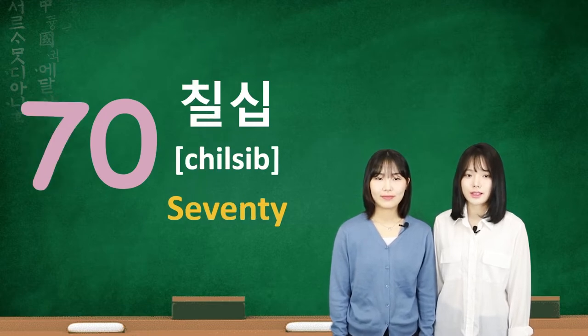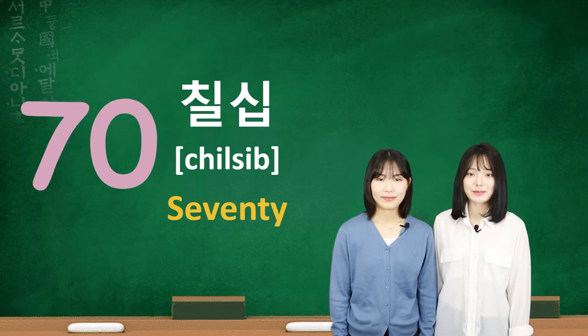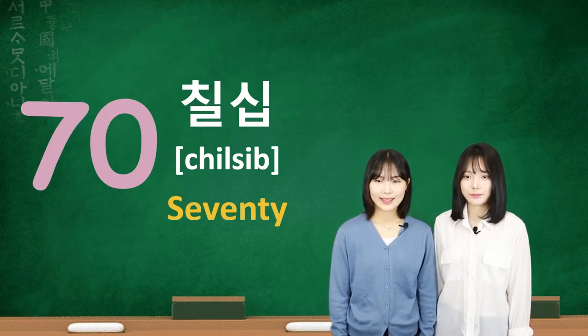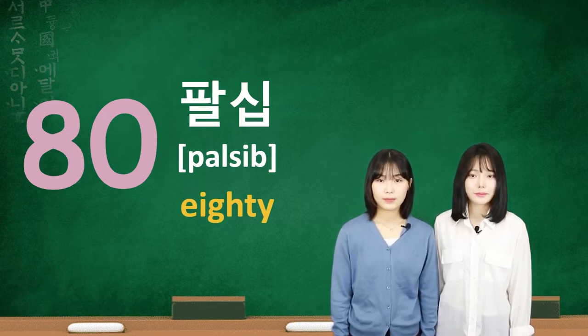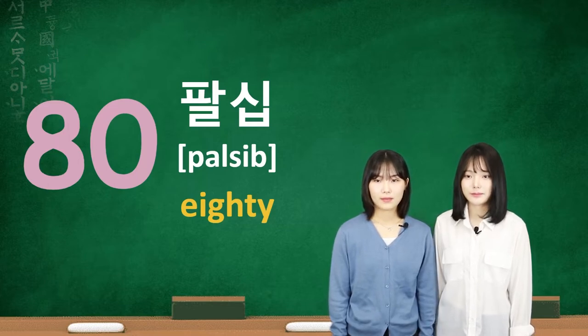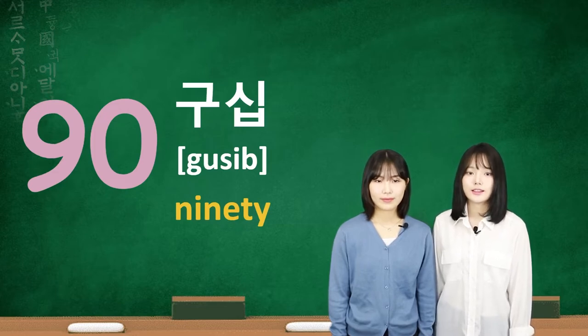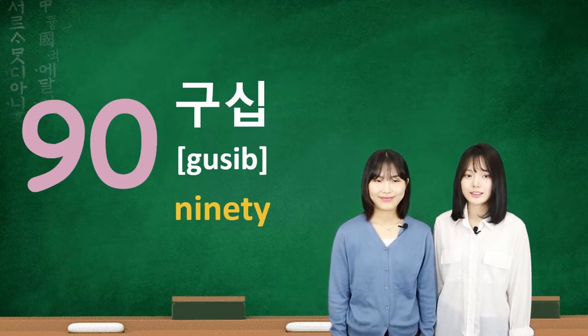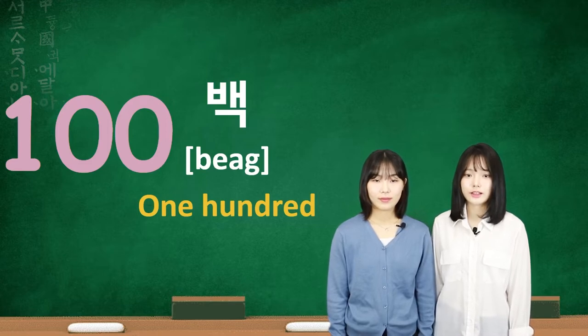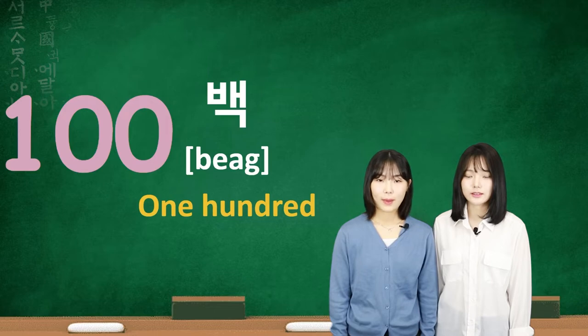Next. 70 is 70. Repeat after me. 70. Next. 80 is 80. Repeat after me. 80. Good. Next. 90 is 90. Repeat after me. 90. Next. 100 is 100. Repeat after me. 100. Well done.